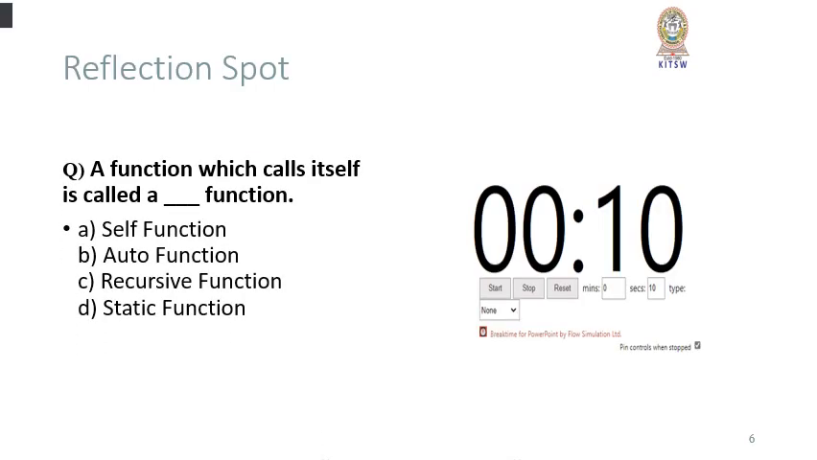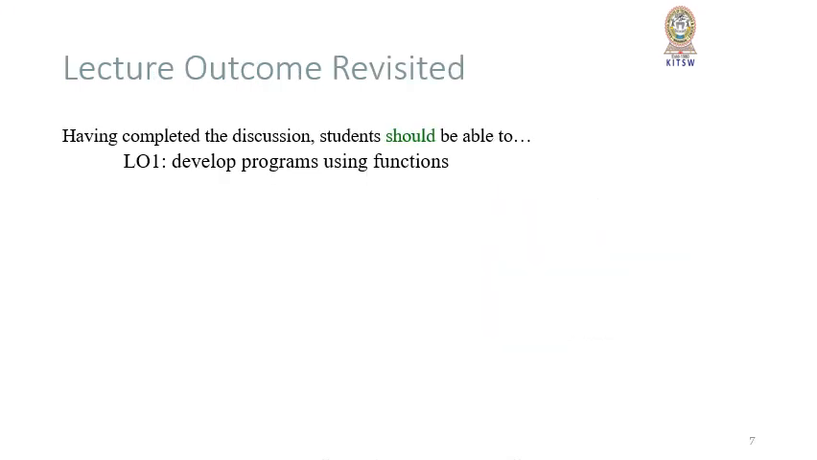So let us see a small query. A function which calls itself is called which type of these four functions? Students, just analyze this. Okay, let us see the answer, students. This is called a recursive function. We have seen it in an earlier class also. The function which calls itself is called a recursive function. If your answer is correct, go to the next slide. Otherwise, go through the video once again.